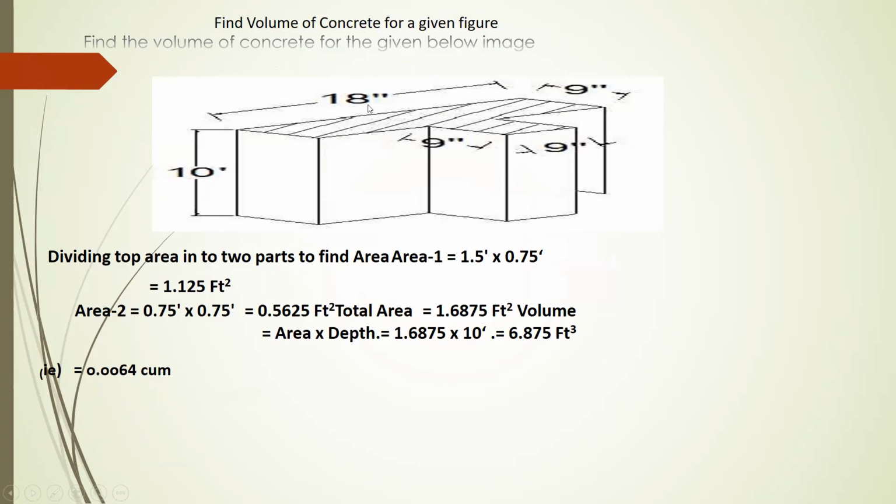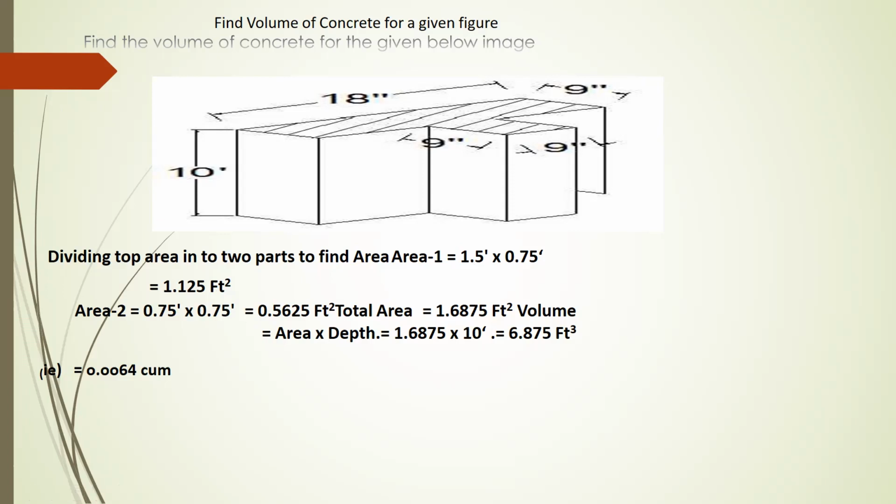Now for the second image, how will you calculate the figure? This 18 inches, which I call 1.5. That is 1 foot 6 inches, which means 1.5. 9 inches will be called 0.75. That is, area 1 will be 1.5 into 0.75. That is 0.125 square feet.